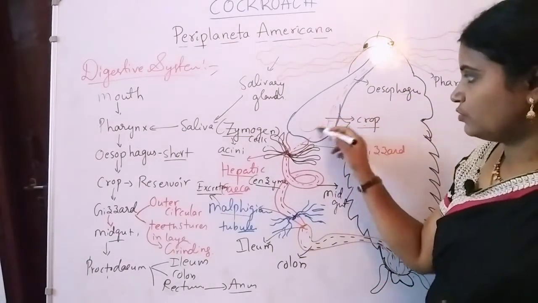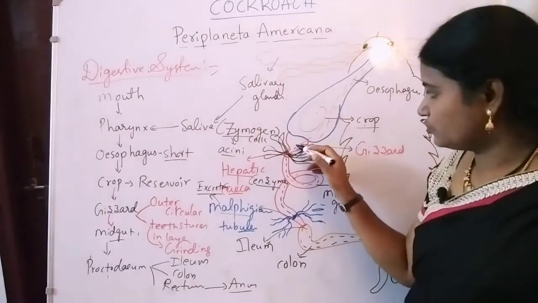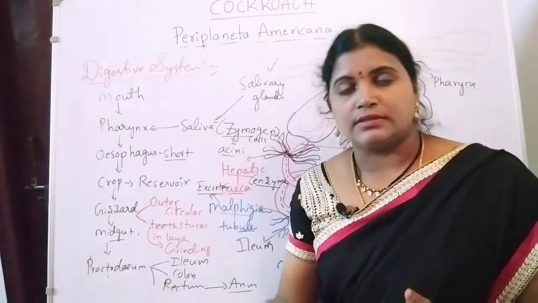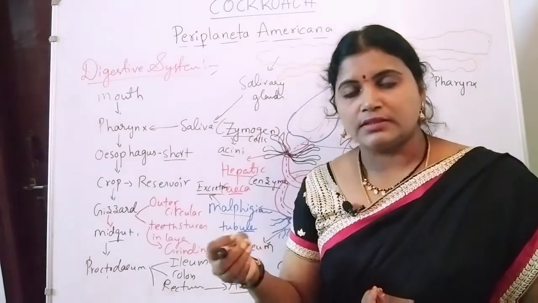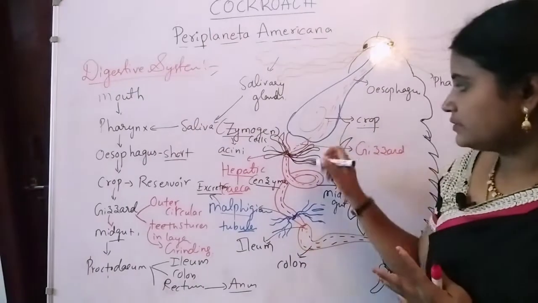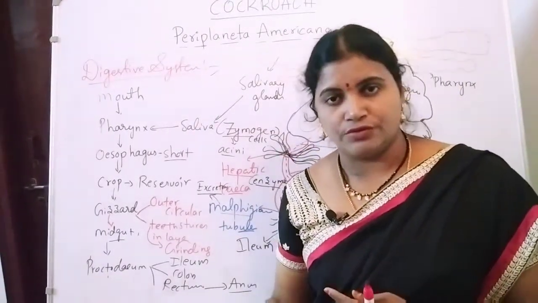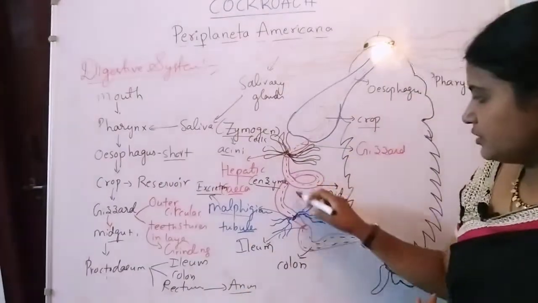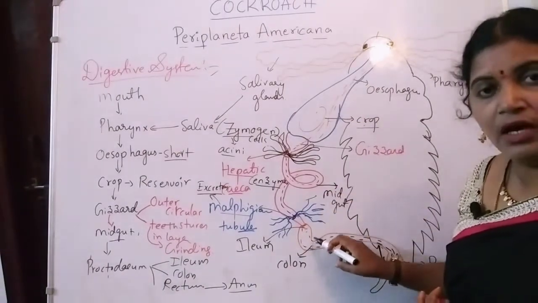So this crop acts for storing the food substances, and finally it opens into the gizzard portion. It is covered by 2 layers, outer circular layers and inner bristle layers. Those layers are responsible for grinding and cutting the food substances, and it is connected with the hepatic caeca, which release the enzymes for breakdown of the food and are also responsible for absorption. After that it opens into the midgut, and then the midgut opens into the hindgut.